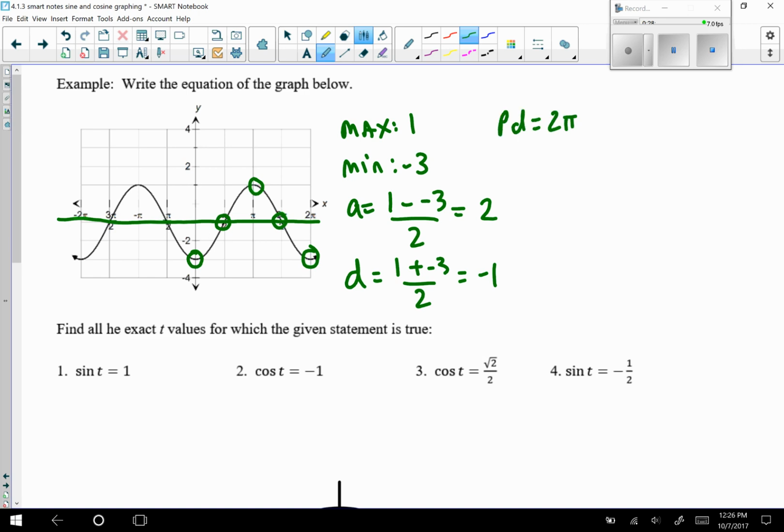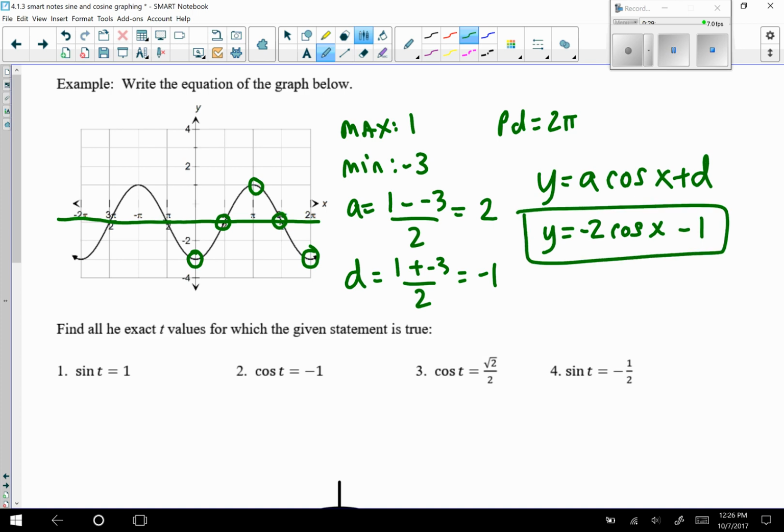And for this, now I need to write the equation. So y is equal to a times the cosine of x plus d. But you have to be careful because remember, the cosine graph normally starts up at a positive value of 1 and then goes down. But this one is starting down here, which means we had a reflection across the x-axis. So in this case, I should have y is equal to -2 times the cosine of x minus 1. So this would be my equation for the graph.